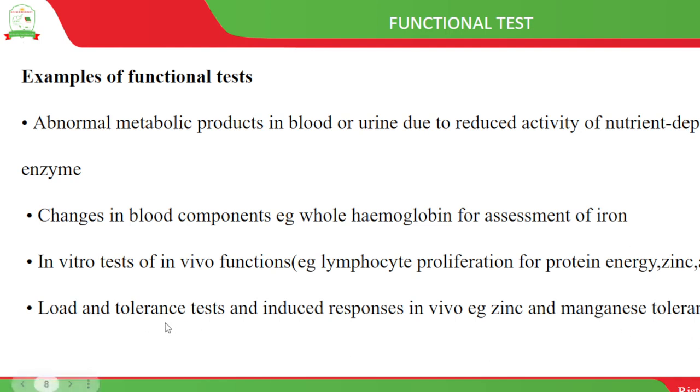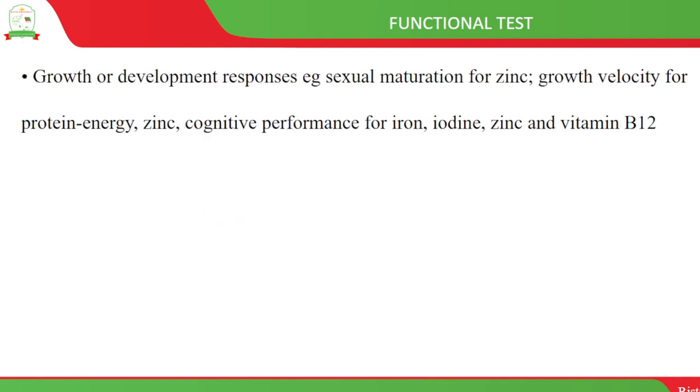Then there are load and tolerance tests and induced responses in vivo, for example, the zinc and manganese tolerance test. These tolerance tests are where you give the person that exact nutrient and you measure at particular intervals to find out. Then the growth and development responses, which I think have been mentioned earlier, give you things like sex maturation for zinc. So you measure somebody's functionality.